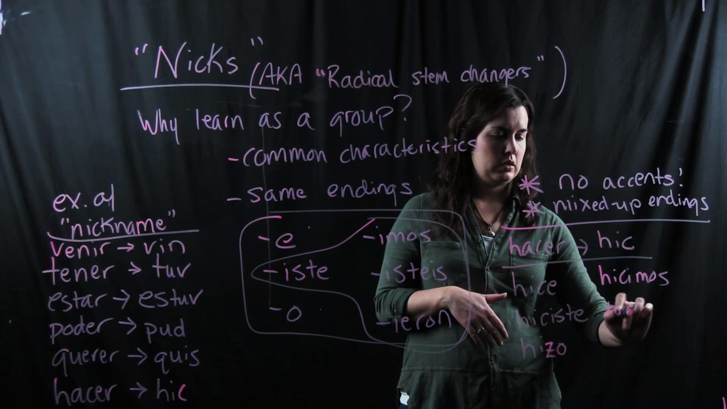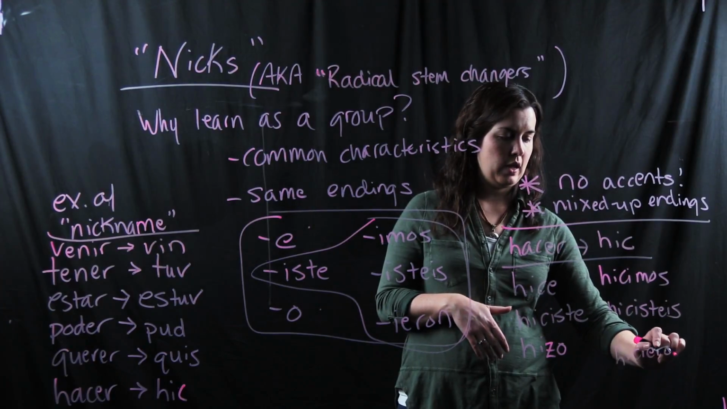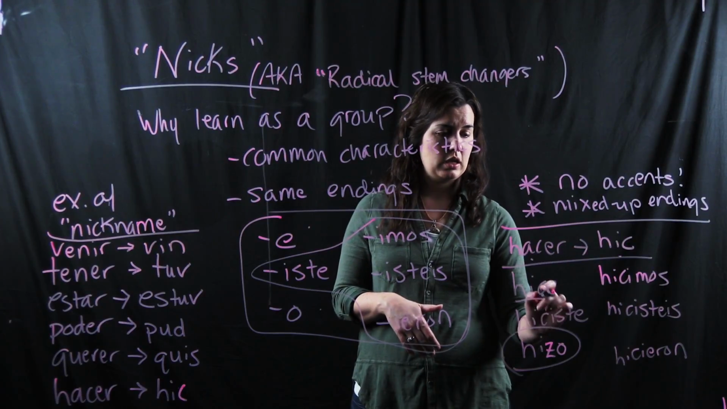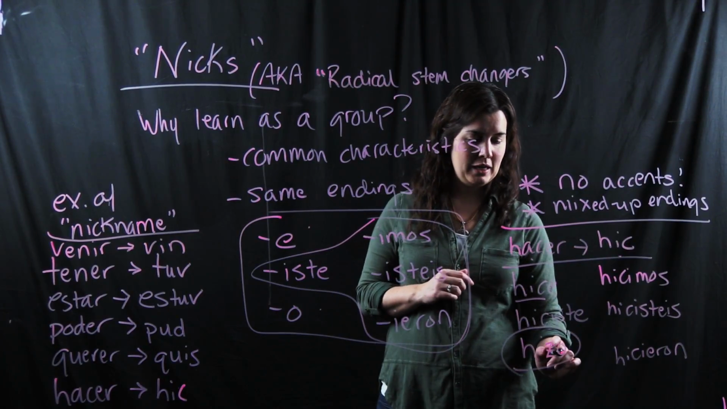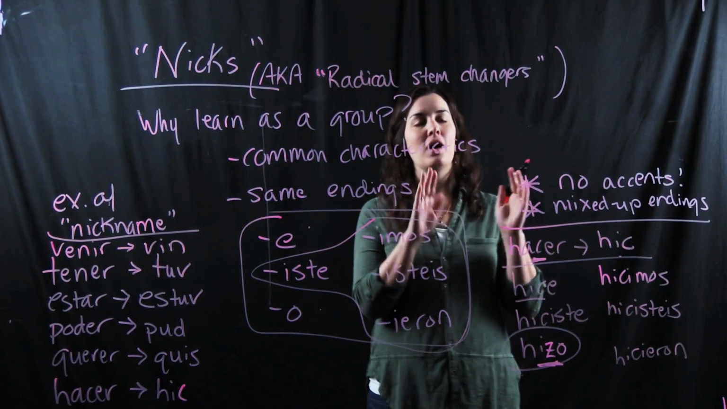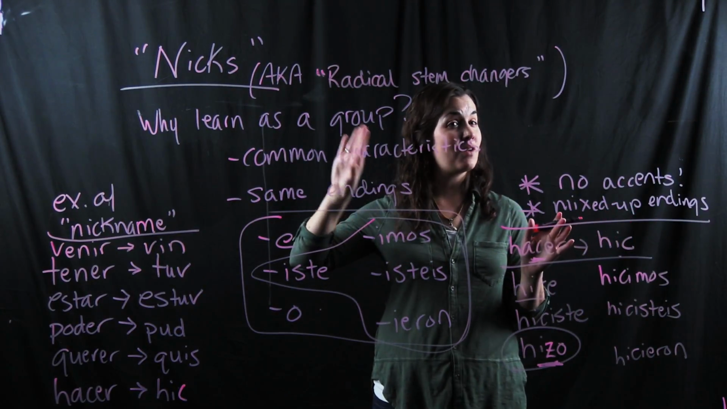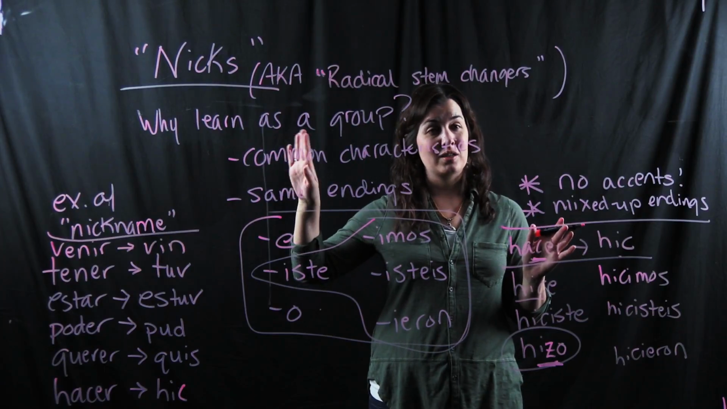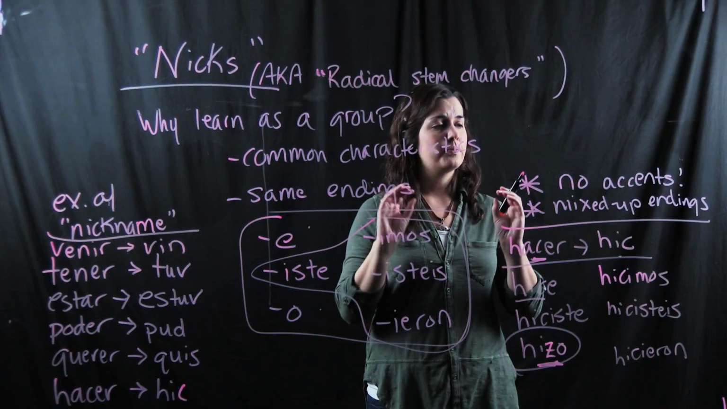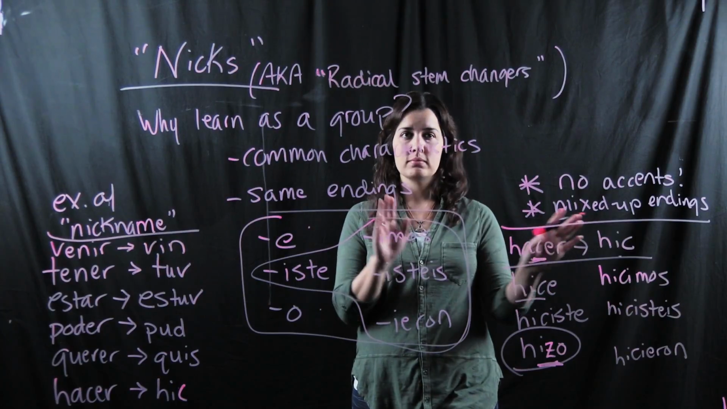Hicimos, hicisteis, hicieron. Okay, so again, this is an irregular verb to start with, has a radical stem change, hacer to hic, these endings, okay? But in addition, we have a consonant change that has to happen because of the way the C behaves differently next to different vowels. And that's something we covered in the consonant gang video. So if that does not ring a bell, please go back and watch that video, because understanding how consonants change next to vowels, if you don't have that, you will not spell things correctly, and that would be bad, okay? So that's hacer, okay?